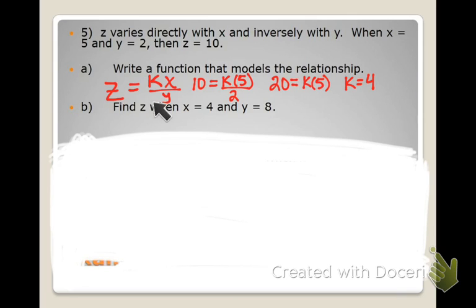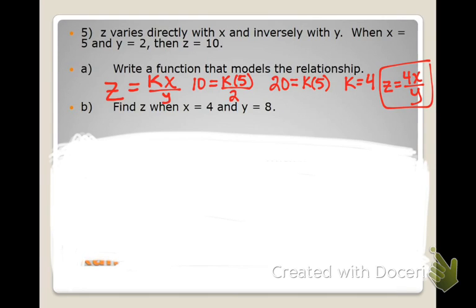And then we still haven't actually written our function. So now we're going to go back to that very original setup we had, but now the only thing I'm plugging in is the 4 for k. So z equals, very good, 4x divided by y. That is the function that models the relationship. Questions, concerns? Ready for the next step? The next step should be easy.